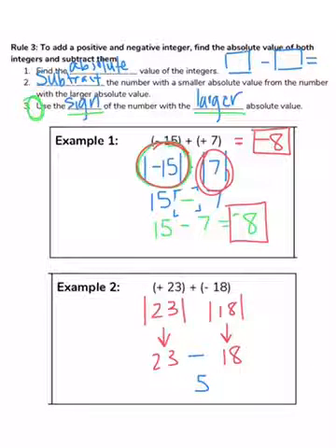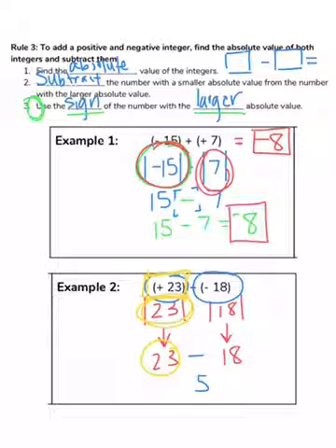Now I need to figure out the sign, whether it's positive or negative. If I look at my two numbers, I need to look at which number is bigger. Positive 23 is my larger or bigger number. It also has the larger absolute value of 23. Therefore, my final answer of 5 is going to be positive rather than negative.